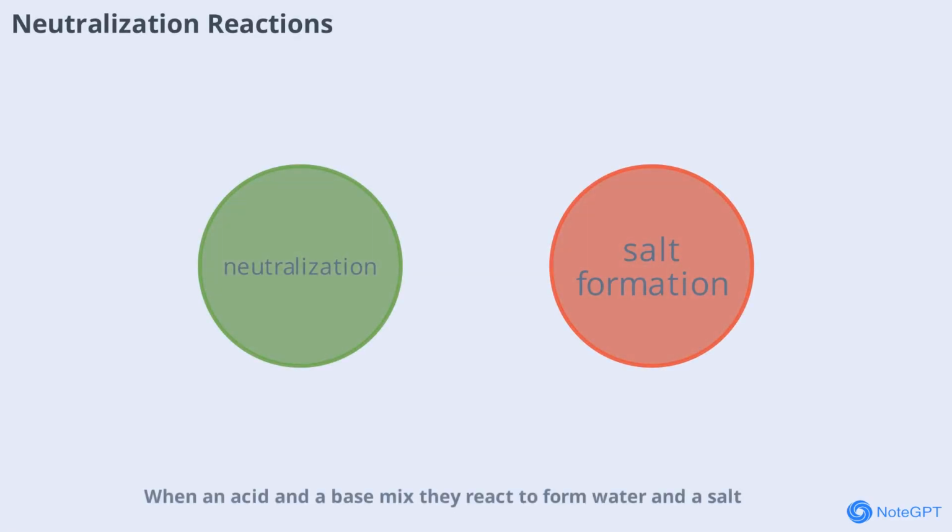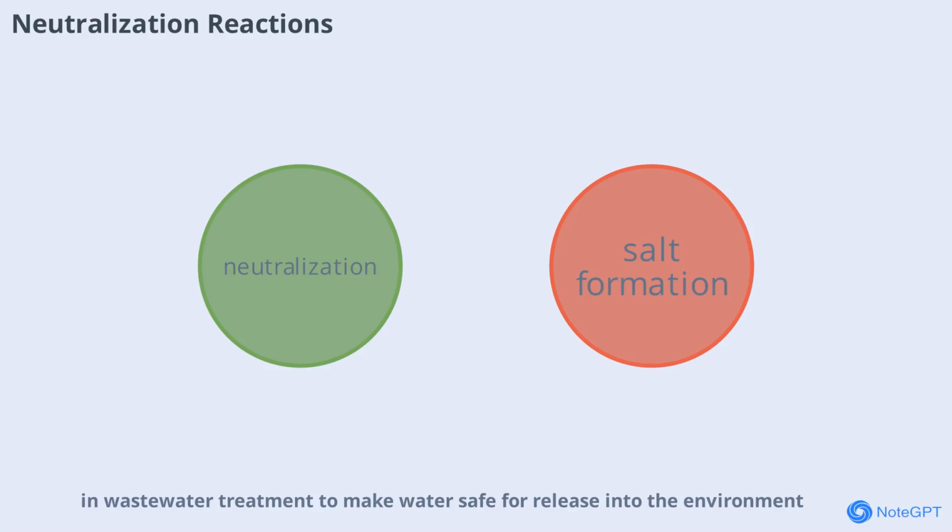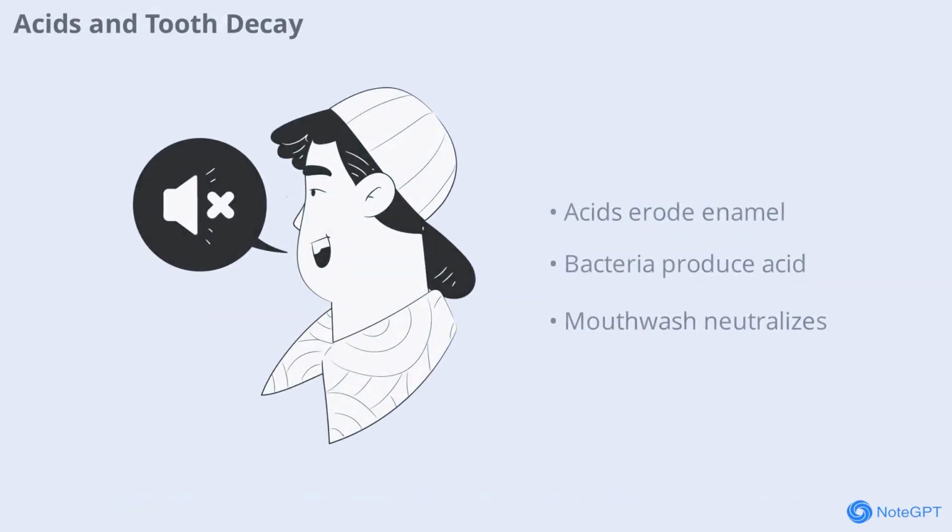When an acid and a base mix, they react to form water and a salt. This process is called neutralization. It's a common reaction in everyday life. For example, when you take an antacid to relieve heartburn, you're neutralizing excess stomach acid. Neutralization is also used in agriculture to balance soil pH and in wastewater treatment to make water safe for release into the environment.